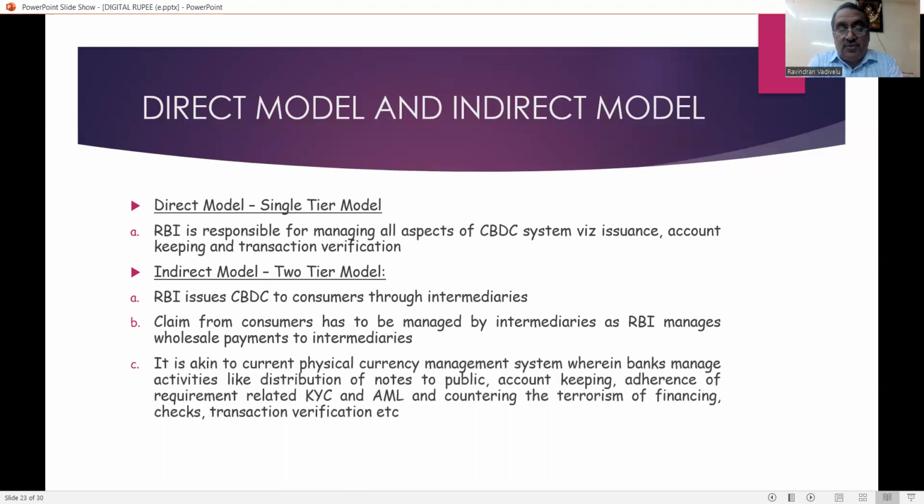It is similar to the current currency management system, wherein banks manage activities like distribution of notes to the public, account keeping, adherence to requirements related to KYC and AML, countering the financing of terrorism, checks, and transaction verification. The indirect model, that is the two-tier model, is nothing but equal to physical currency management.